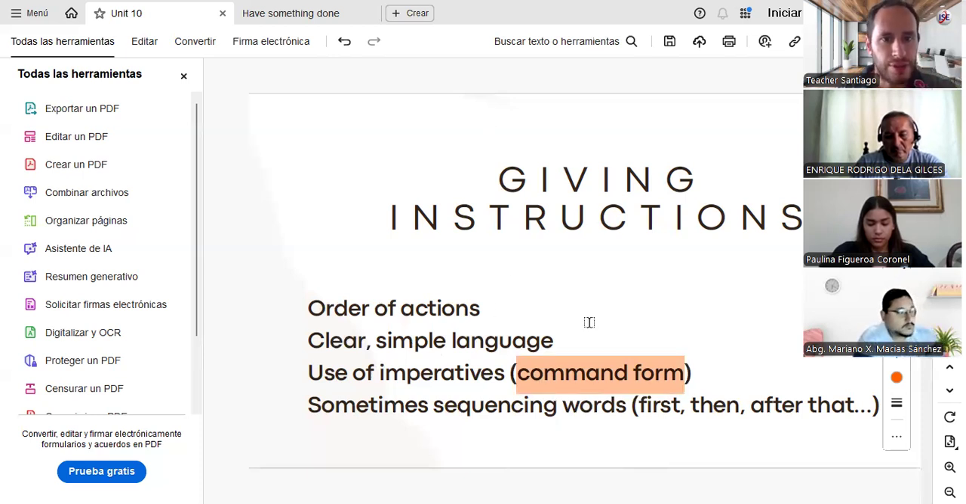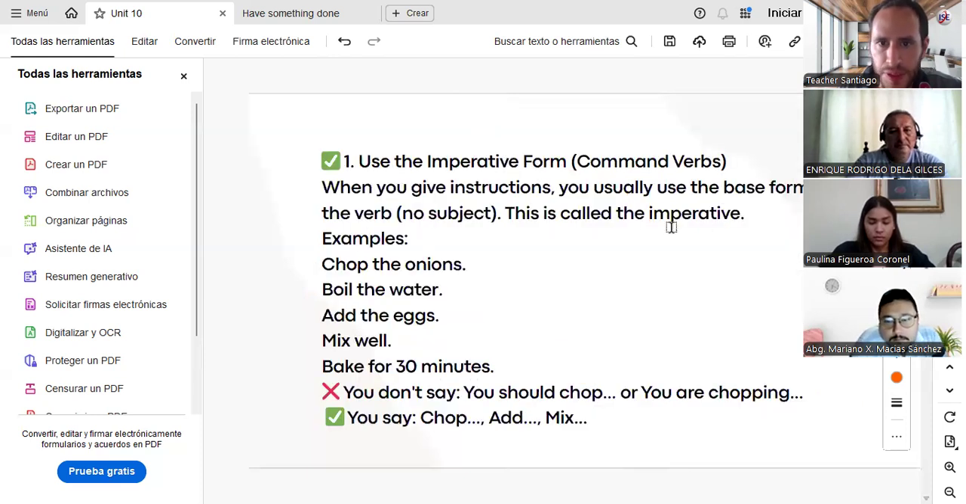So far, with giving instruction, do you have any question? No question. Okay, thank you so much. So, use the imperative form, command verbs. When you give instruction, you usually use the base form of the verb, not subject. This is the clue for the imperative. With imperative, we don't use a subject. This is called the imperative.